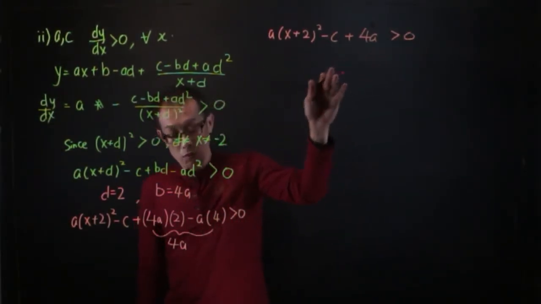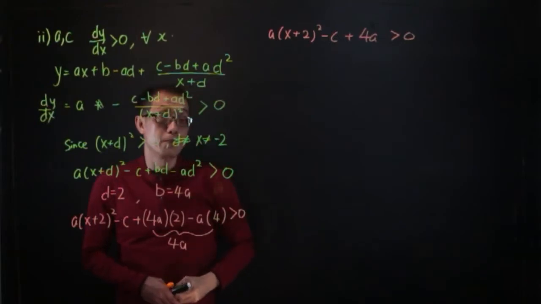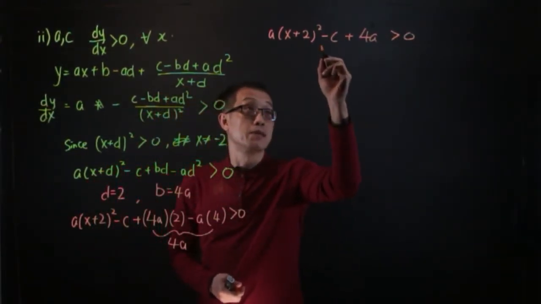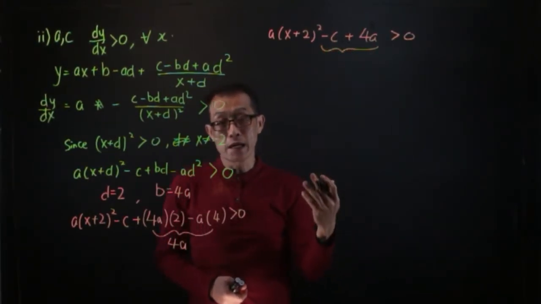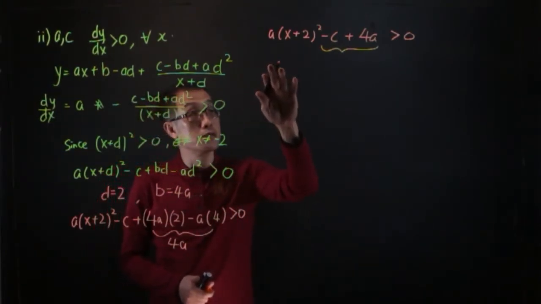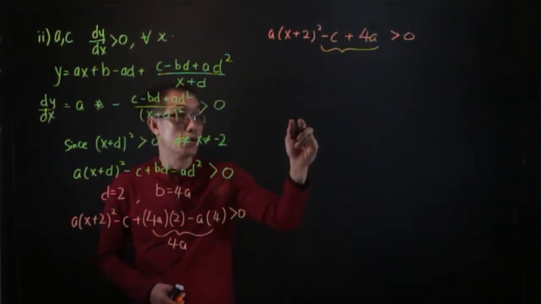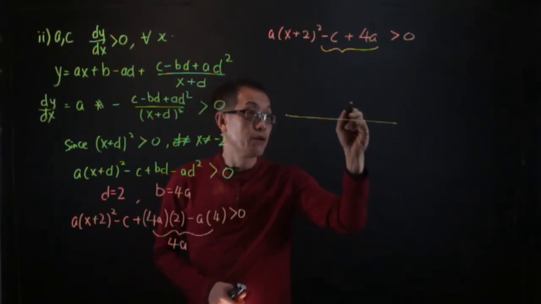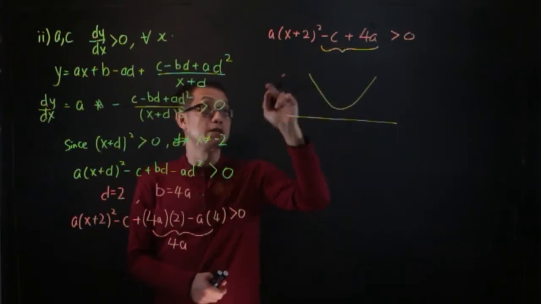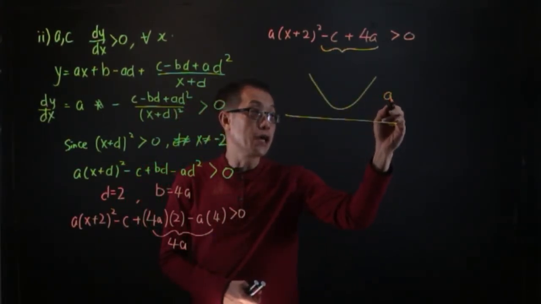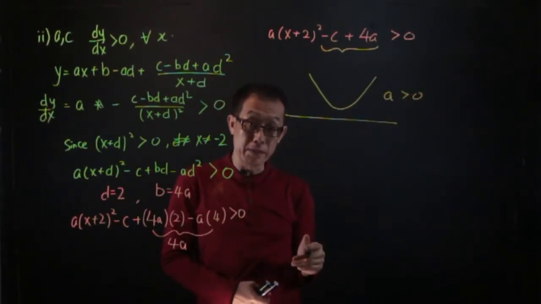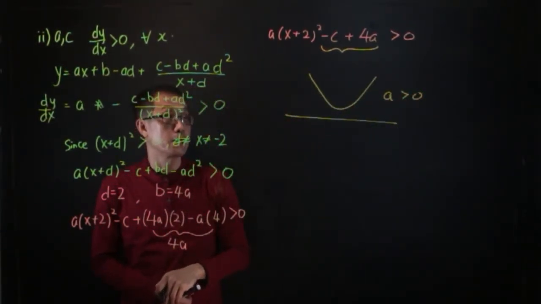Now look at this. What kind of graph is this? This is basically a quadratic graph. Now what does this represent? This represents the y coordinates of its turning point. Now you want this to be always greater than 0. That means your quadratic graph must look something like that. What is the condition? A must be greater than 0 because you want this to be a minimum graph. So your a has to be greater than 0.